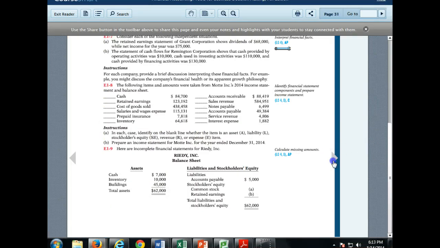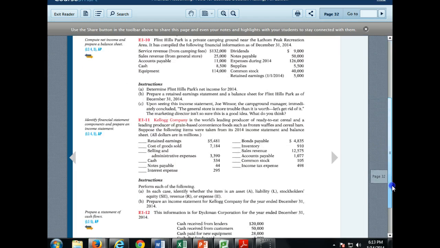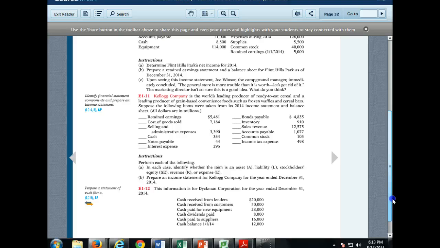What was the other one? 9/11 was it, or 11? Okay. 9/11. Kellogg Company is a world's leading producer of ready-to-eat cereal and a leading producer of grain-based convenient foods such as frozen waffles and cereal bars. Suppose the following items were taken from its 2014 income statement and balance sheet. What we need to do is identify if the item is an asset, a liability, stockholders' equity, revenue, or expense.